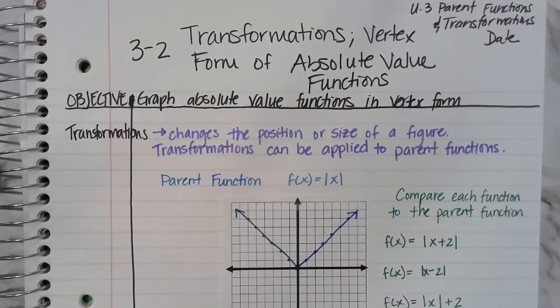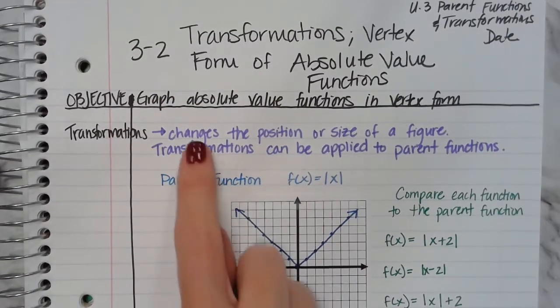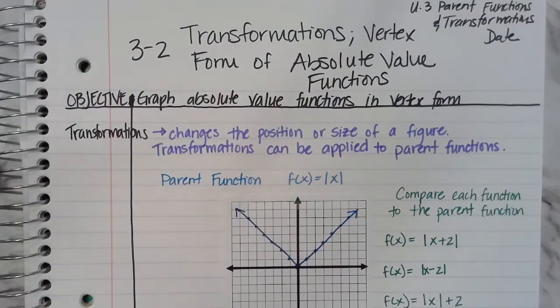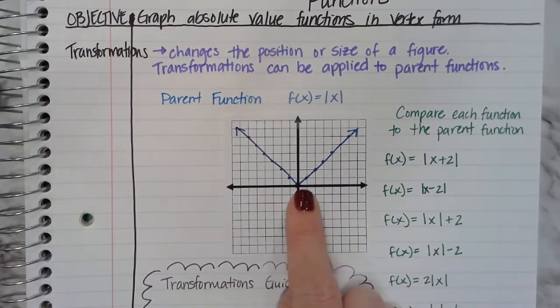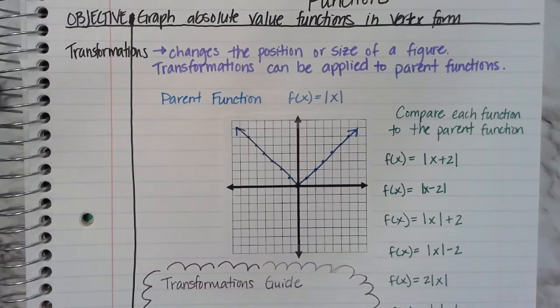So, transformations. A transformation just changes the position or size of a figure. Transformations can be applied to parent functions. We're going to be comparing them to parent functions, seeing these different transformations of the absolute value function specifically today. So if we recall, this right here is the parent function of the absolute value function, and we did put this in our notes yesterday.